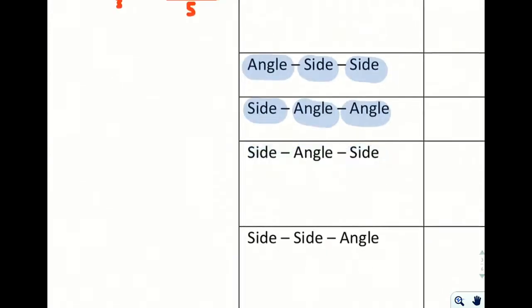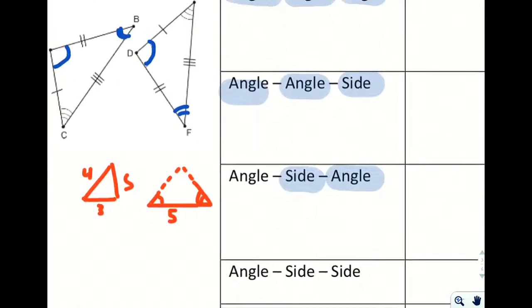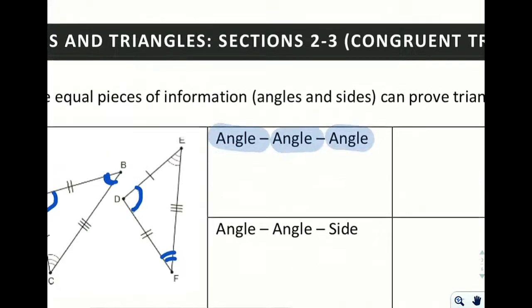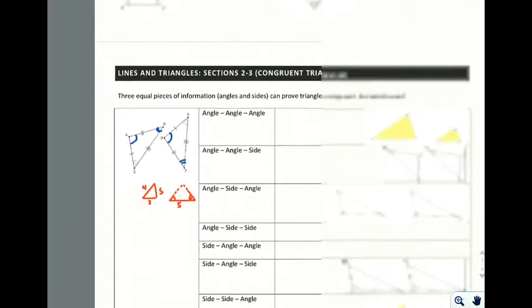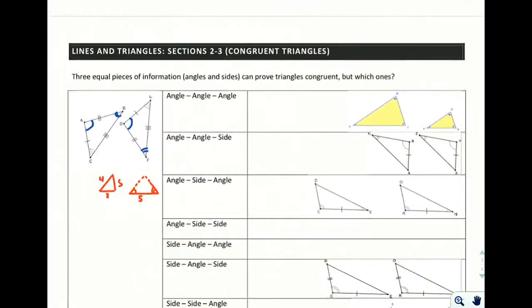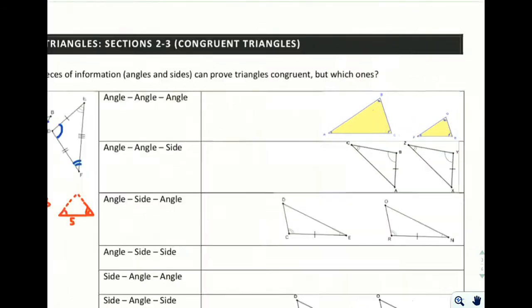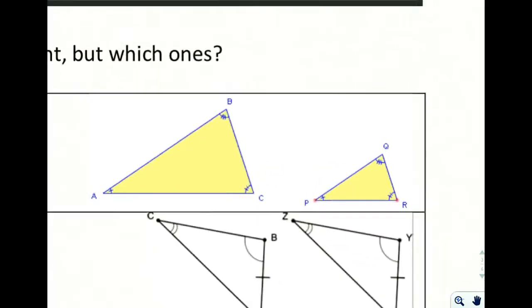So the point is that there are lots of ways I can go through and form 3 possible things in a row. And we're going to see which of these is enough to prove congruence and which of these is not. So our first one, angle, angle, angle. Is that enough to prove congruence? If you think of knowing the 3 angles, that will get the shape exactly right. Once you know 3 angles, you can prove the shape.